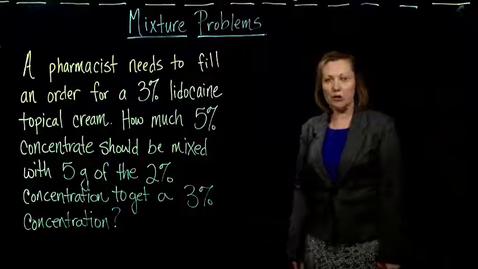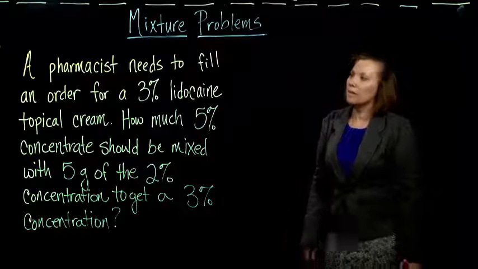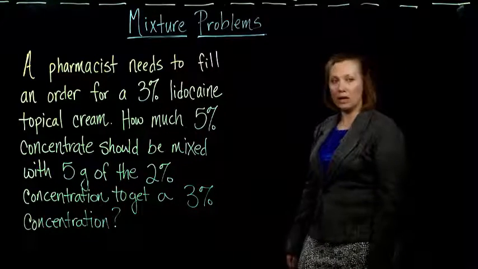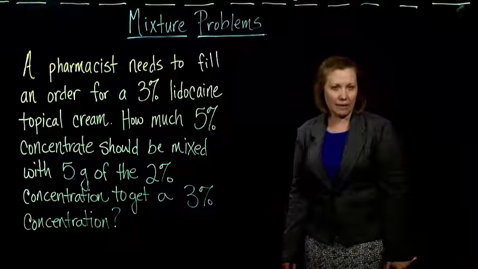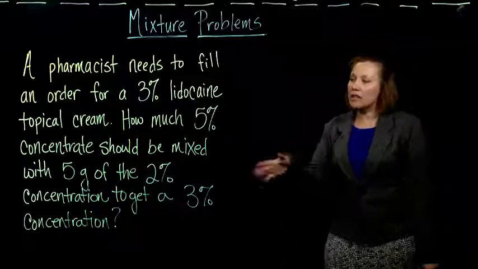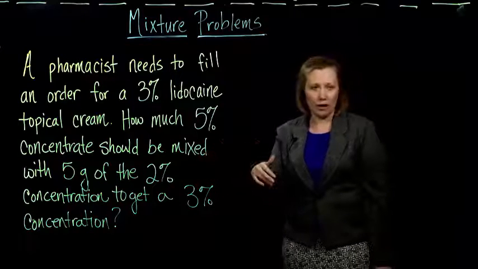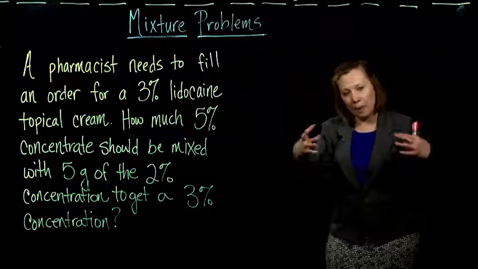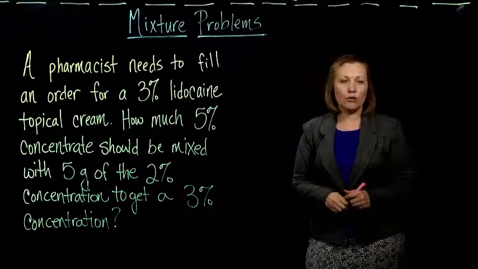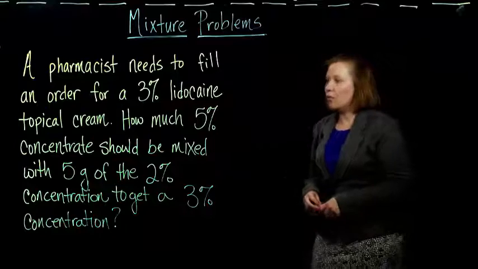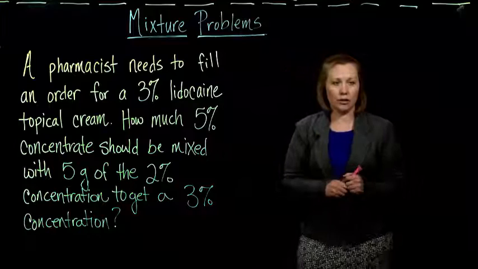Mixture problems. So in this video, we're going to talk all about mixture problems. I've got an example problem up here. We have a pharmacist that needs to fill an order for a 3% lidocaine topical cream. In stock, the pharmacist only has a 5% concentrate and a 2% concentrate. He knows that if he combines them, with just the right amounts, he can get a 3% concentration, which is what was ordered. So we need to get to that 3% concentration.